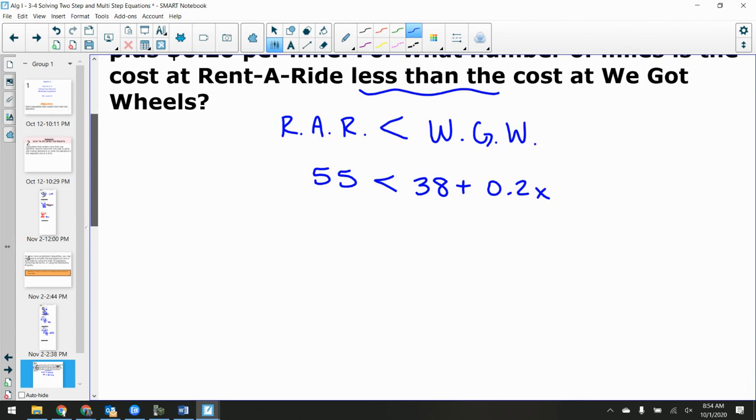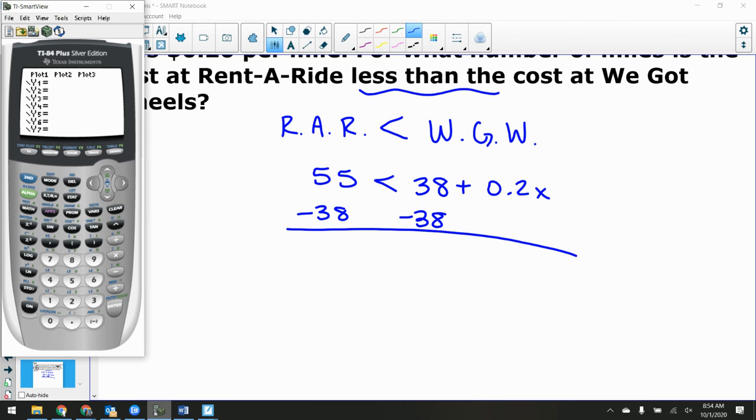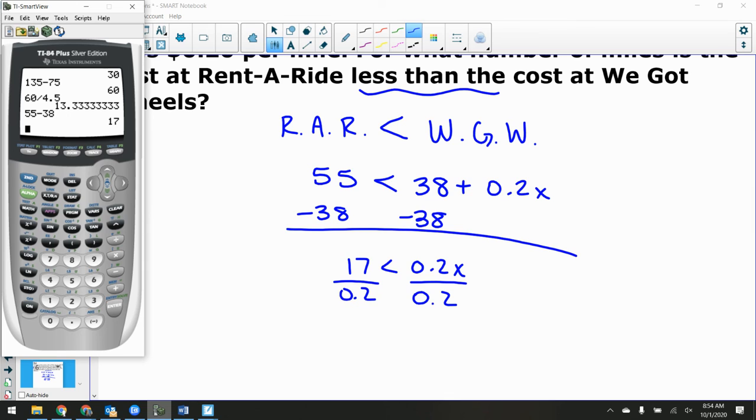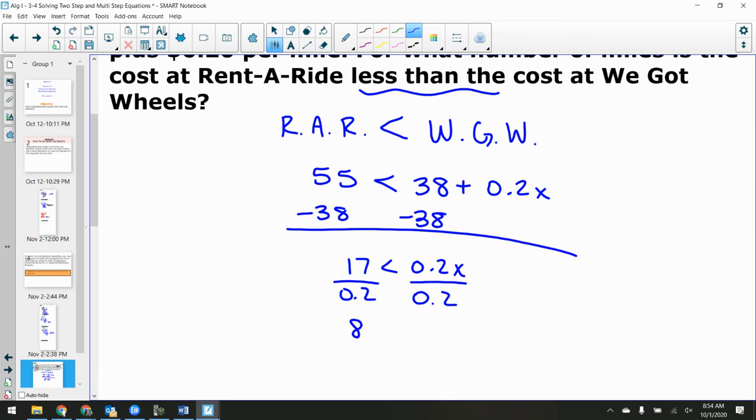Let's see here. I subtract the 38 from both sides. And that's going to be 55 minus 38. I get 17, right? 17 is less than 0.2x. And then when I divide by 0.2, 17 divided by 0.2, that's going to get me 85. 85 is less than x. And now, so I can interpret it correctly, I like to switch that around, and I like to say x is greater than 85.